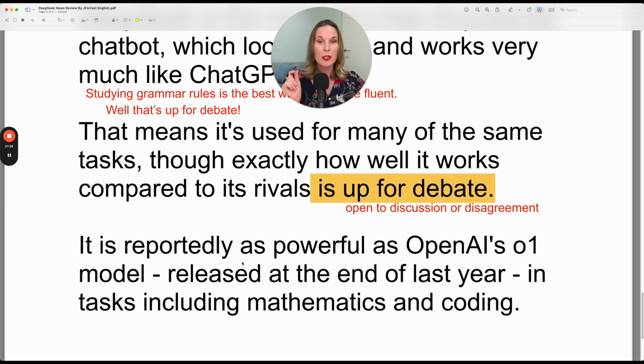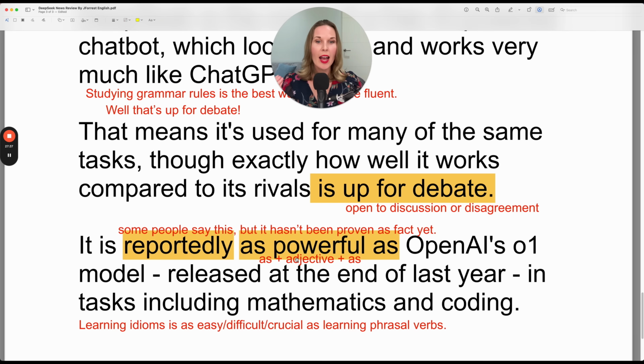Now, a lot of times my students forget this as, which might seem a little unusual, but you need as, adjective, as. Using our as, adjective, as structure, maybe you could say learning idioms is as, now we need an adjective. You could say as easy as, difficult as, crucial. Remember your new adjective, extremely important, necessary, as crucial as learning phrasal verbs, for example. So you have level of difficulty for idioms and then the same level of difficulty for phrasal verbs. That would be as difficult as.